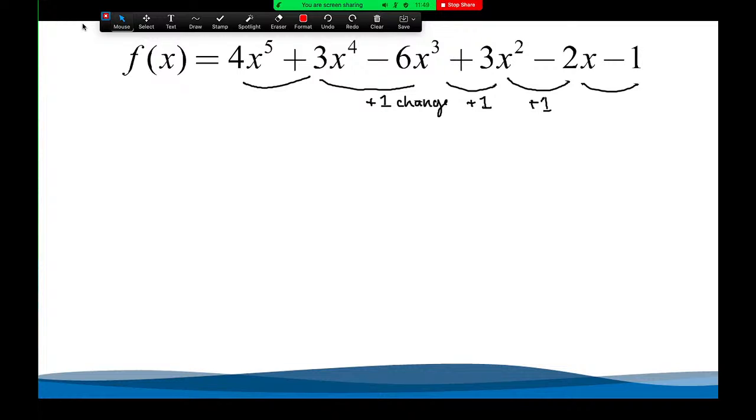So that means that we either have 3 or 1 positive roots. Now, we can say for sure that we have to have at least one positive root. Okay, so we've gone over positive roots, but what about negative roots?